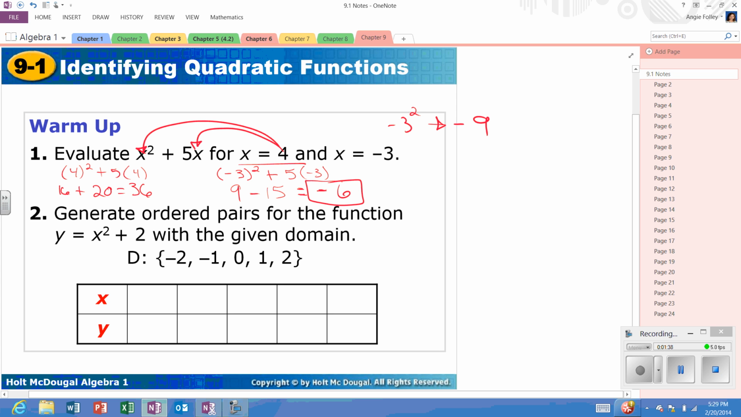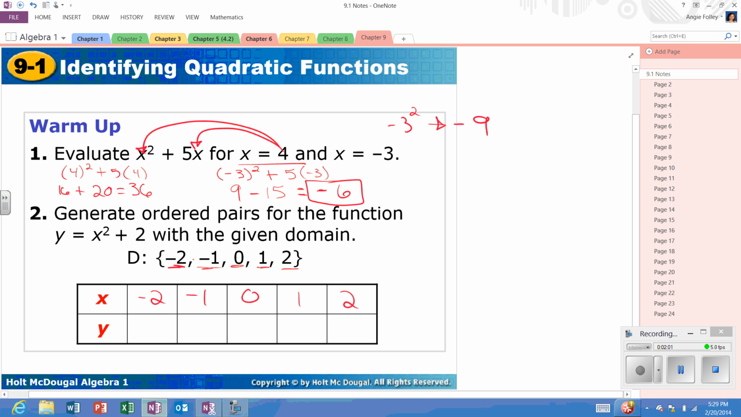Okay? All right. So the next part says to generate ordered pairs for the function. So basically it means we're given these domain values, negative 2, negative 1, 0, 1, and 2. And if you guys remember, domain, all that means are those are your x values. And we're going to plug those in for x and see what we get for y.